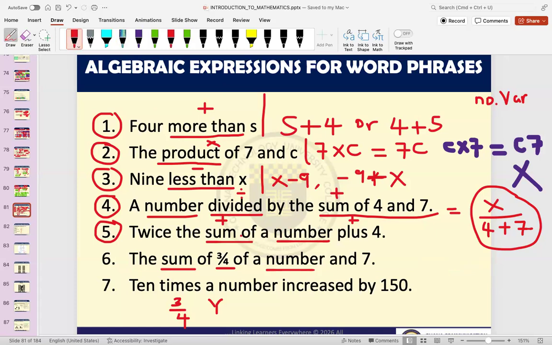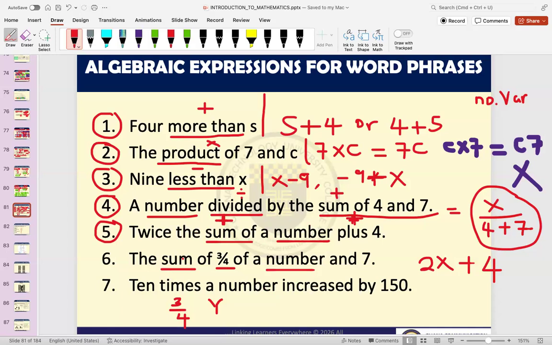So twice the sum. So it is 2 times x plus 4. You are right. Thank you for that observation. Twice the sum, so I even wrote plus here.